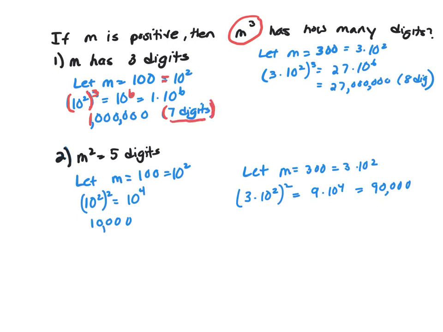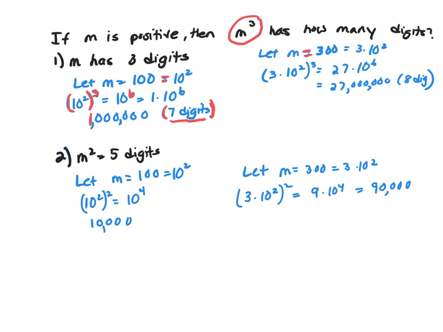Okay? Now, this is the question. Every number that has 3 digits, when you cube it, will it give you 7 digits? And I don't think so. Now, I bet if you chose m equals 900, a lot bigger, that's definitely going to have more than 7 digits. But I want my arithmetic to stay easy, so I'm going to choose m equal 300.